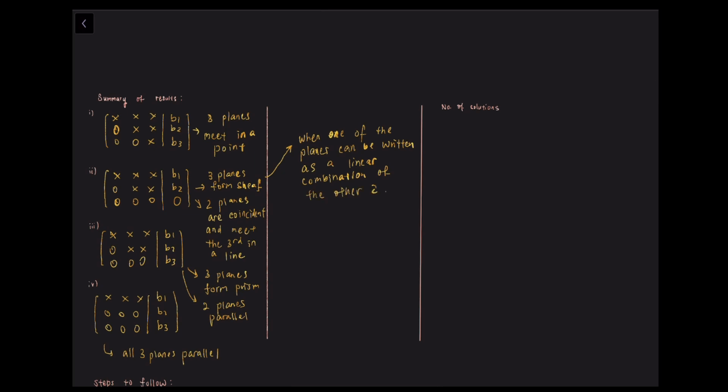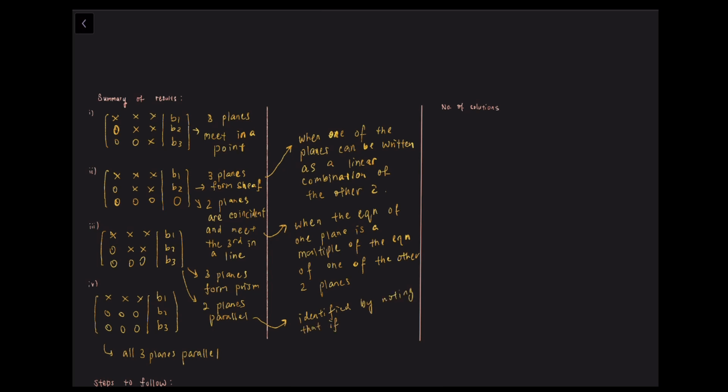And for case 2, the second one, where two of the planes are coincident and meet the third in a line, it only occurs when the equation of one plane is a multiple of the equation of one of the other two planes. And for case 3, the second one, where two planes are parallel, it can be identified by noting that if two planes are parallel, then the normal vector of one plane will be a multiple of the normal vector of the other plane.